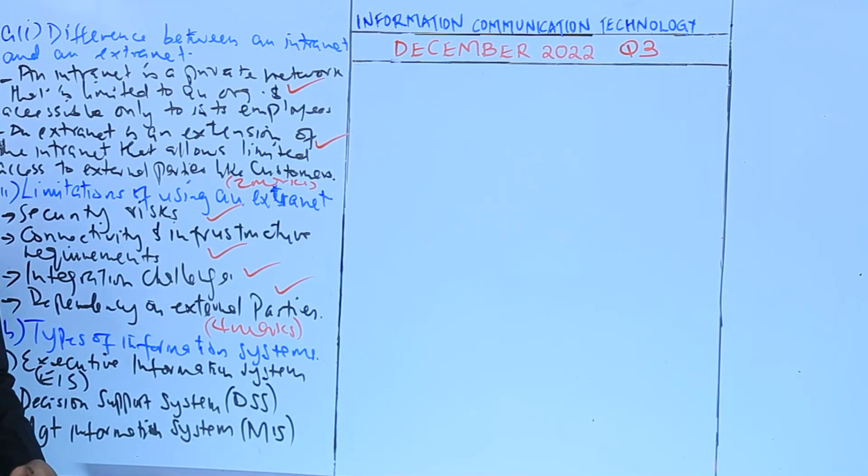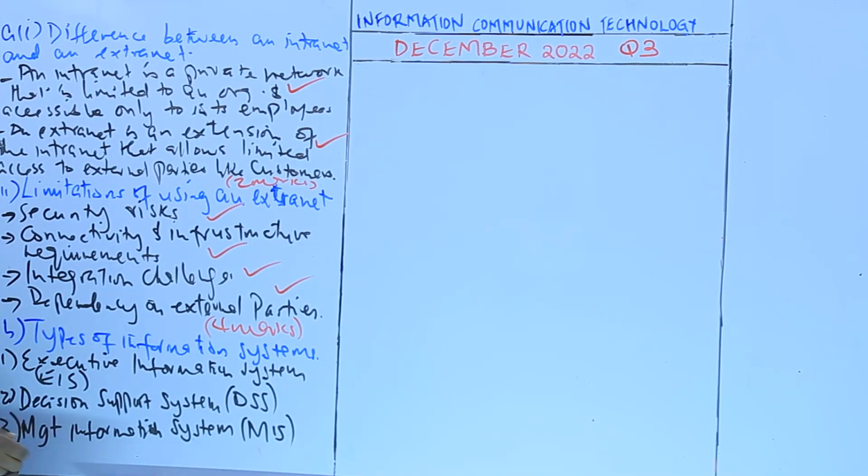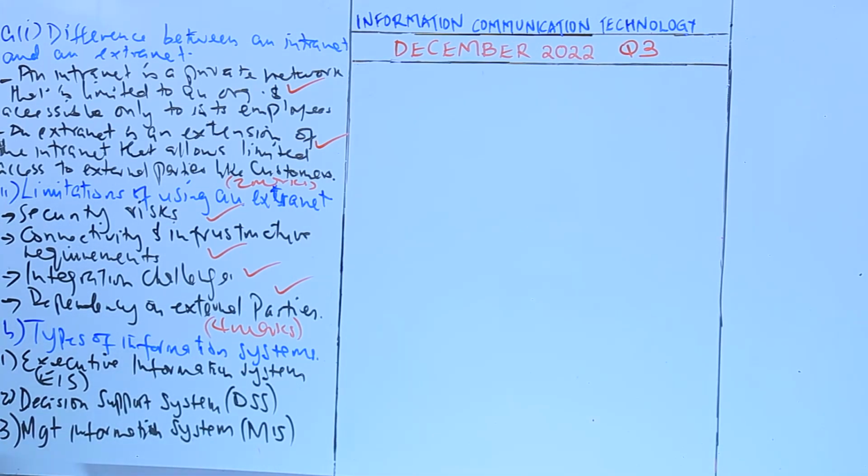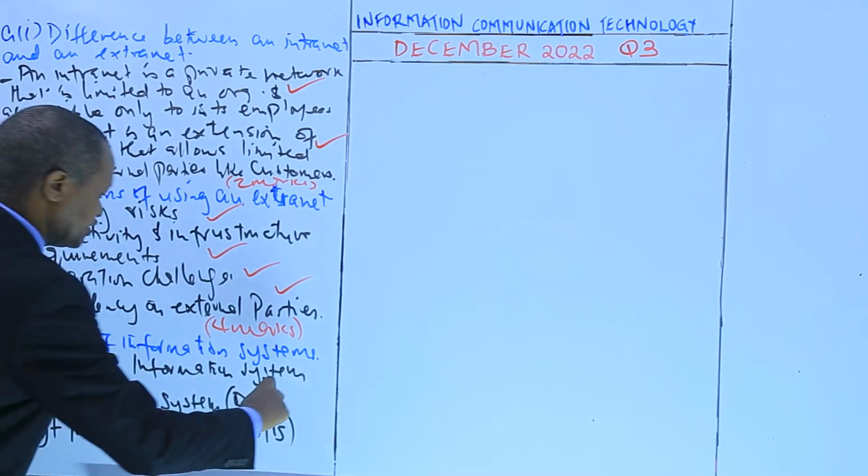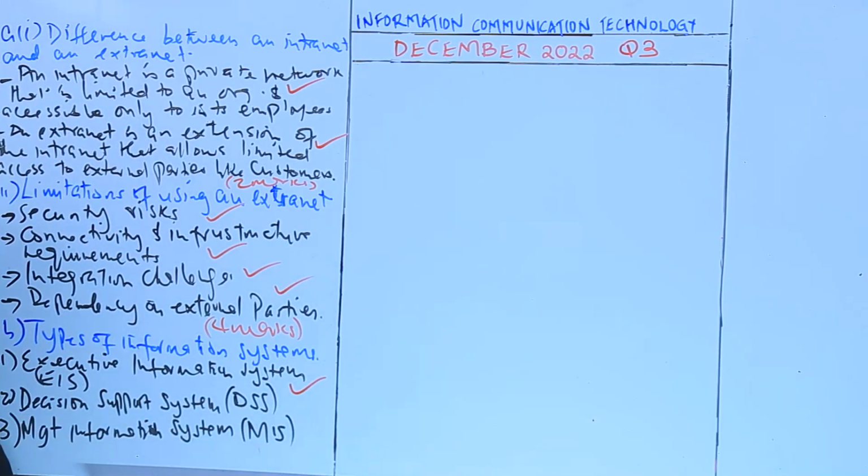Now, executive information system is a system that provides top-level executives with summarized and customized information, including key performance indicators, financial reports, and also strategic planning data. That is the executive information system. The word suggests executive, the top level.